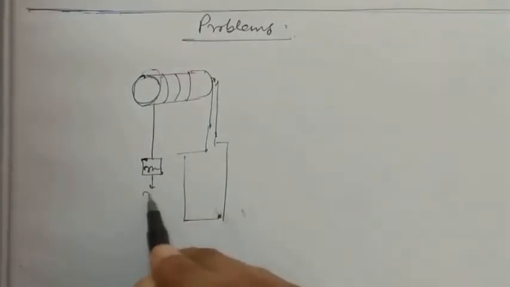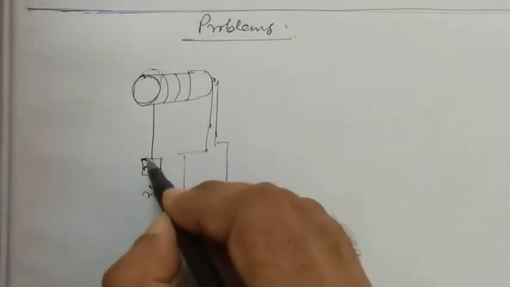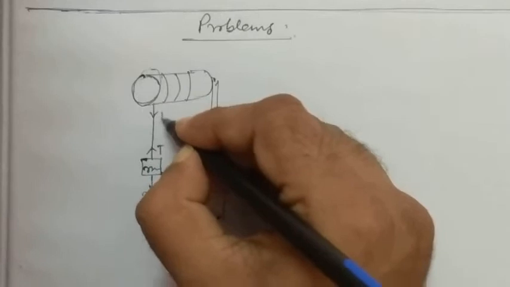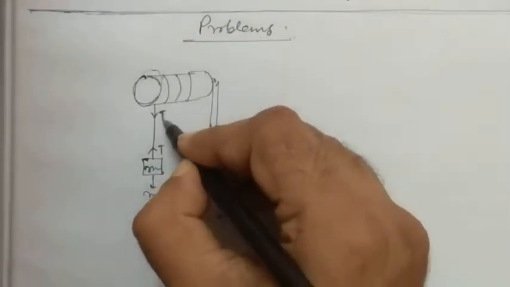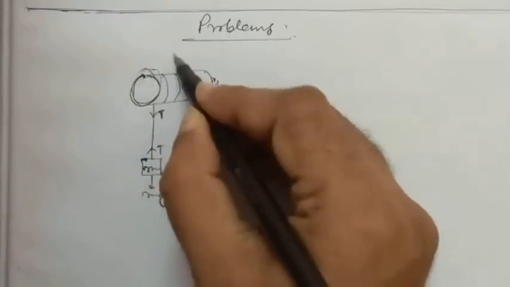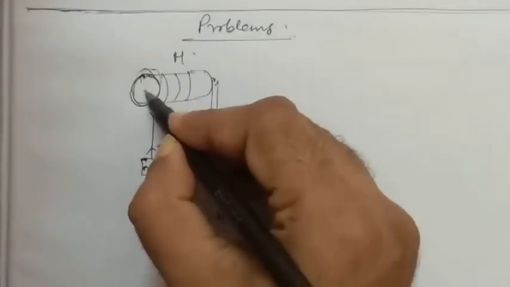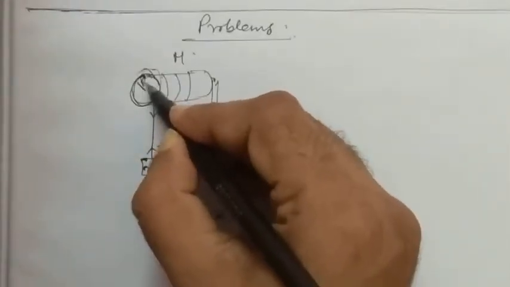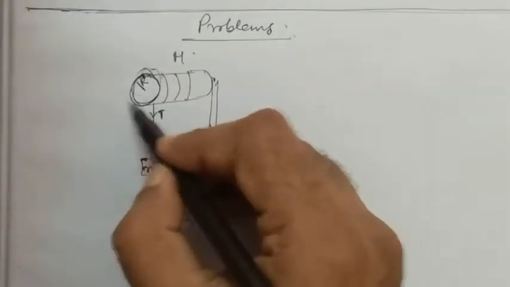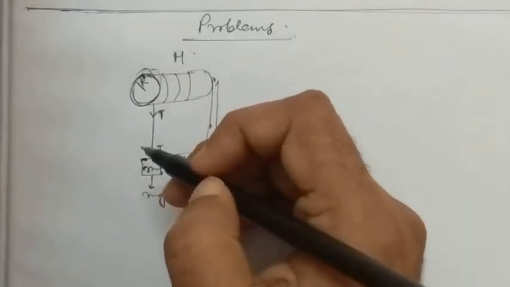So the weight mg acts downwards. Tension from the rope is T upwards. Tension from this rope T at this point is downwards. For the cylinder, the mass is capital M, and the radius of the cylinder is capital R.